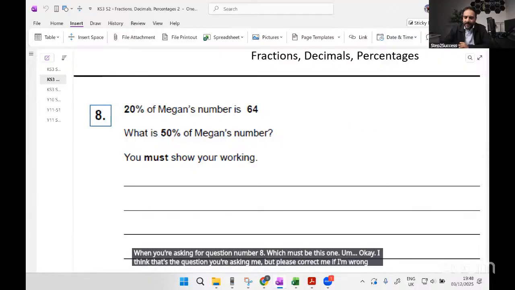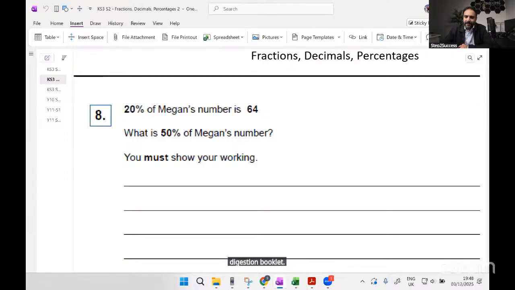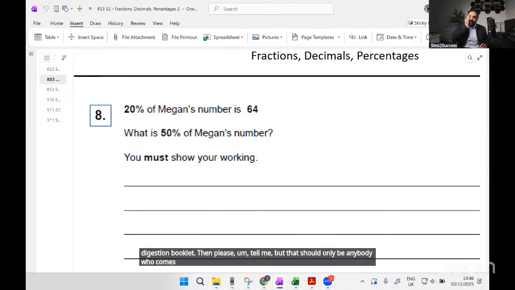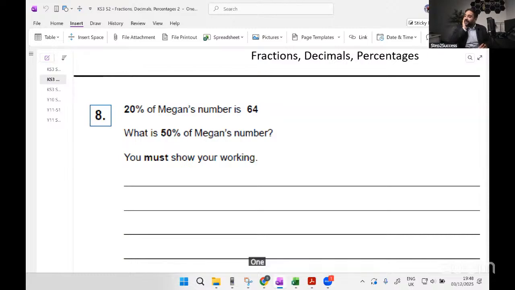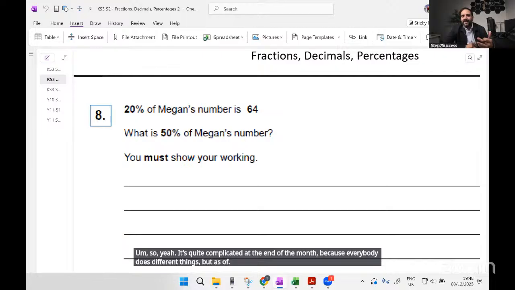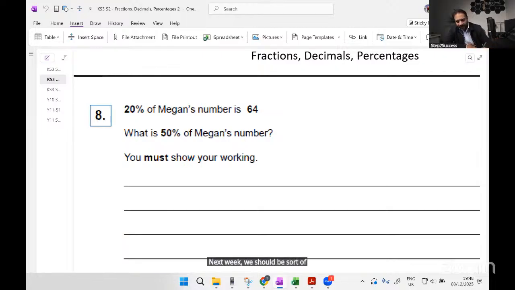And if anybody has questions on the digestion booklet, then please tell me. But that should only be anybody who comes on a Monday, probably. Monday, Tuesday. I think we just started it on Monday. So yeah, it's quite complicated at the end of the month because everybody does different things. But as of next week, we should be sort of in sync again.